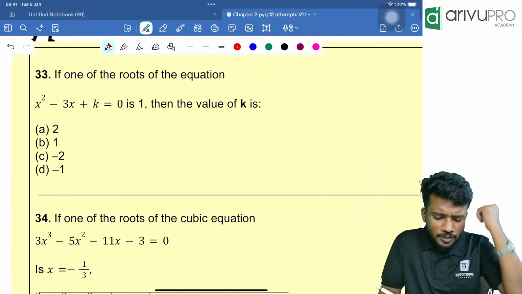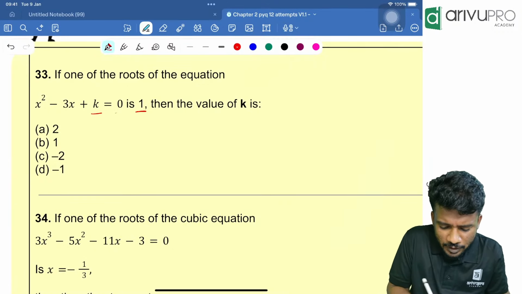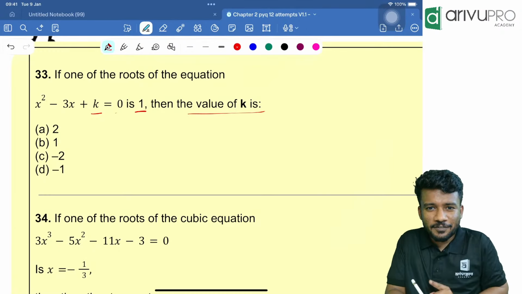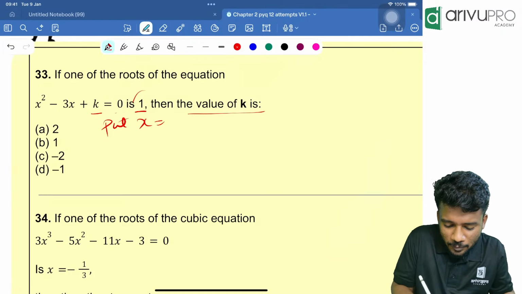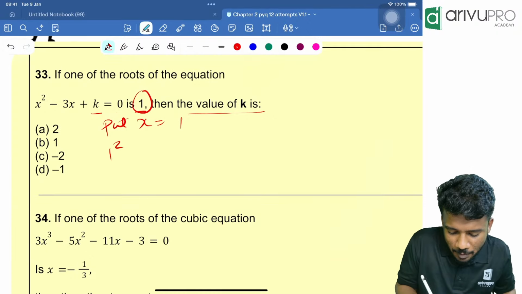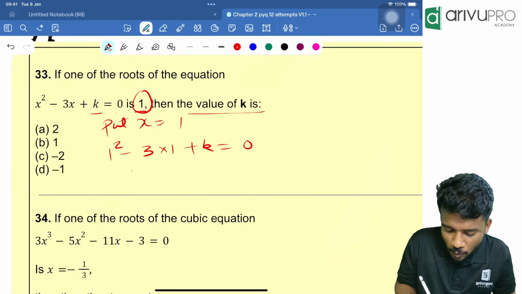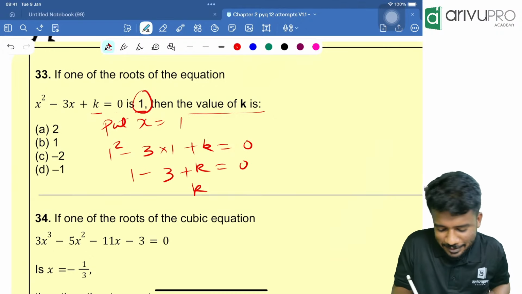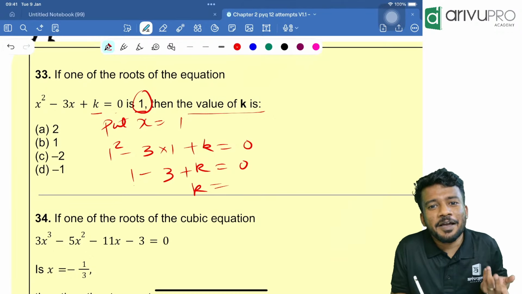Now, if one root of the equation x square minus 3x plus k is equal to 0 is 1, then the value of k. People, whenever questions are like one root is given like this, instead of x, put x is equal to what? One of the roots, that is 1. Now, that means 1 square minus 3 into 1 plus k is equal to 0. 1 minus 3 plus k is equal to 0. K is equal to what? K is equal to 1 minus 3 is minus 2.